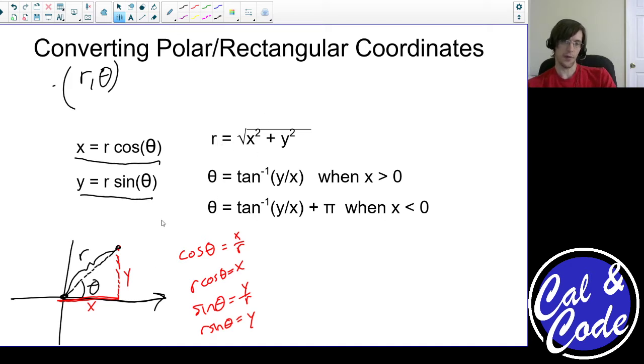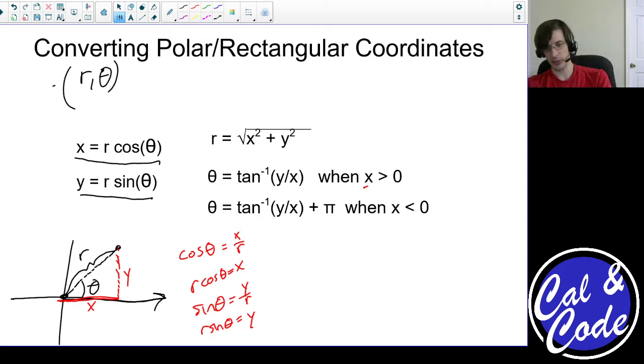So that's where this formula comes from. R comes from the Pythagorean theorem. To find r given x and y, I could square the x, square the y, add them together and take the square root. To get theta, I'm going to have to do some inverse trig, which we've talked about in our trig chapters. So how do I find theta? Well, tangent of theta is equal to y over x, so the inverse tangent of y over x is theta.